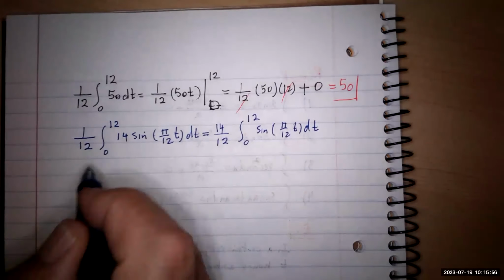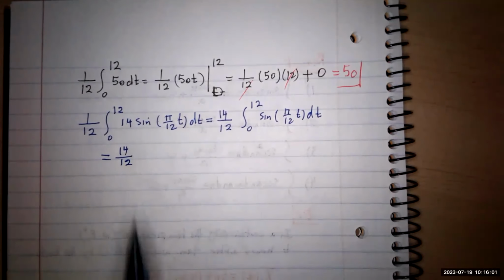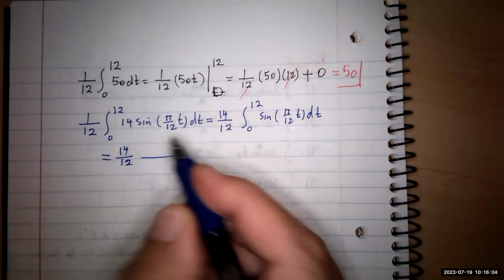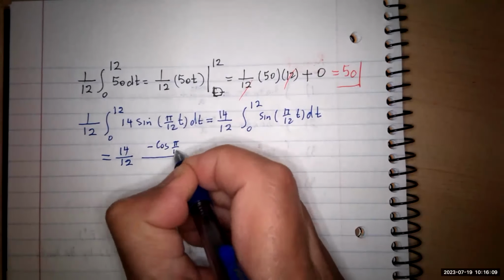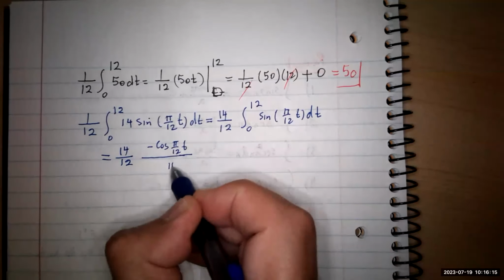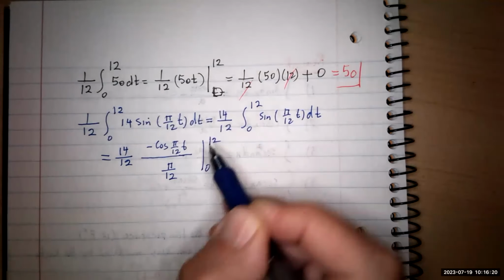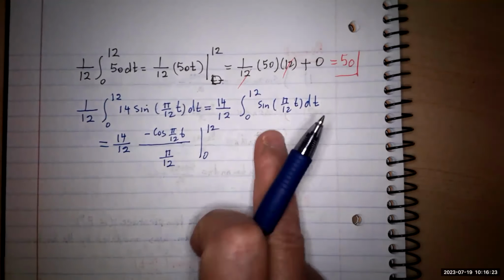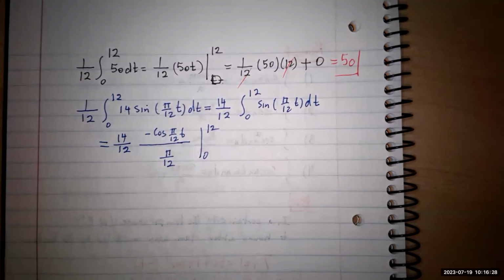So this would be 14/12 as is, times the integral of sine, which is negative cosine of pi/12 t, divided by a, the coefficient of the t, which is pi/12. Then you have to evaluate it from 0 to 12. You see that shortcut? It helps you quite a lot. Otherwise, you have to do integration by the substitution method, which is messy, not bad. You can do it, but it's kind of messy.